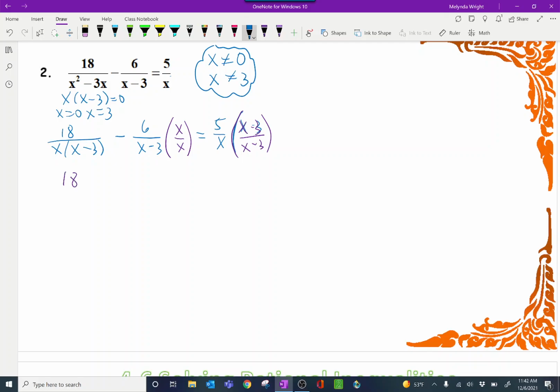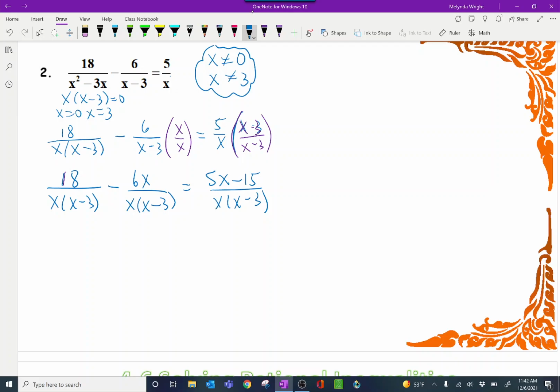So we have 18 over x times x minus 3, minus 6 times x, which is 6x over x times x minus 3, equals, distribute the 5, 5x minus 15 over x times x minus 3. Okay, so we've got common denominators.